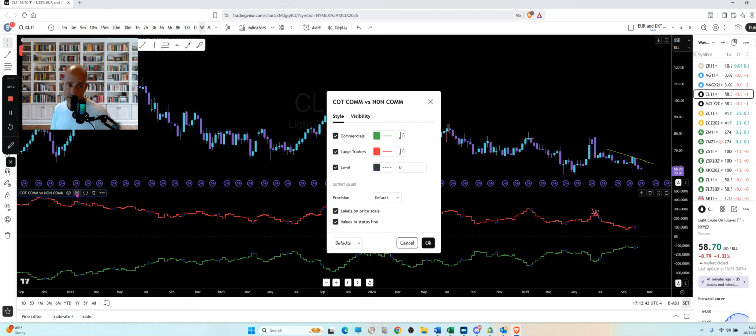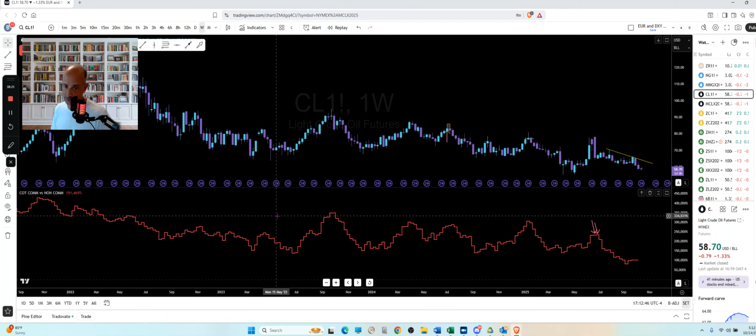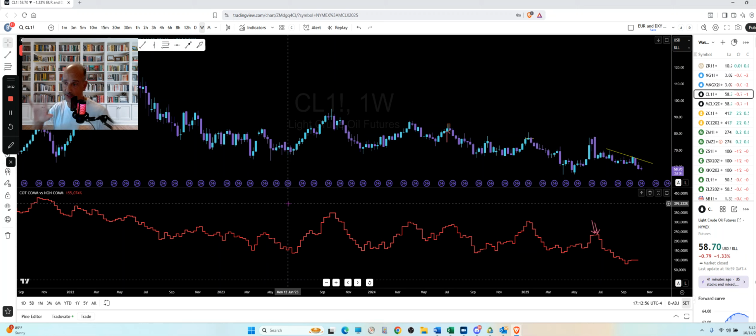So for the sake of just keeping your chart clean, I just don't show the commercial traders on this one. Or you can just put on the commercial traders and turn off the non-commercials. Turn this one off. But then you're going to have the opposite trade where the price is going up. You're going to see the commercials going down. So it can get confusing. So for the sake of just having one on here, I just picked the non-commercials.